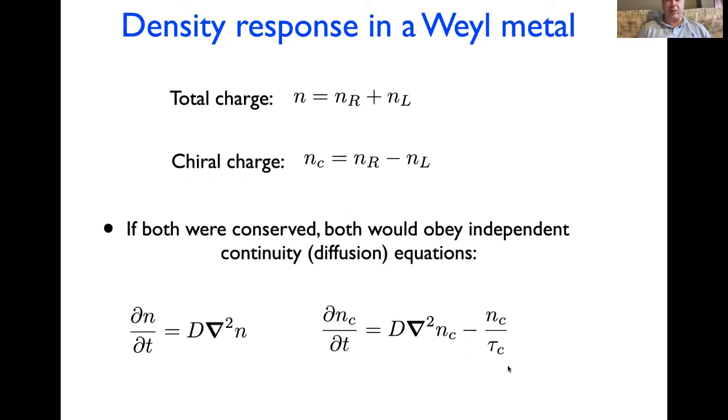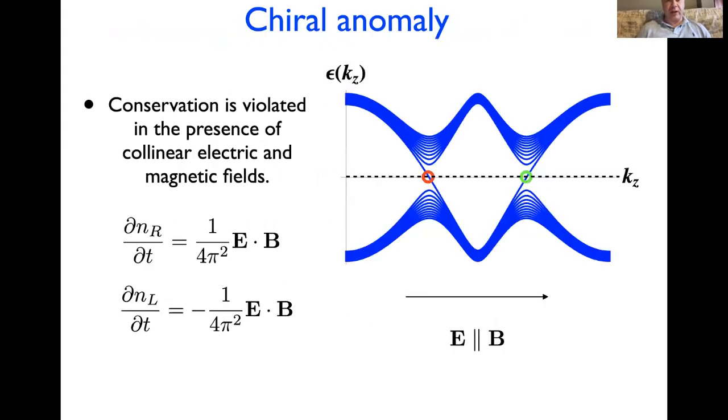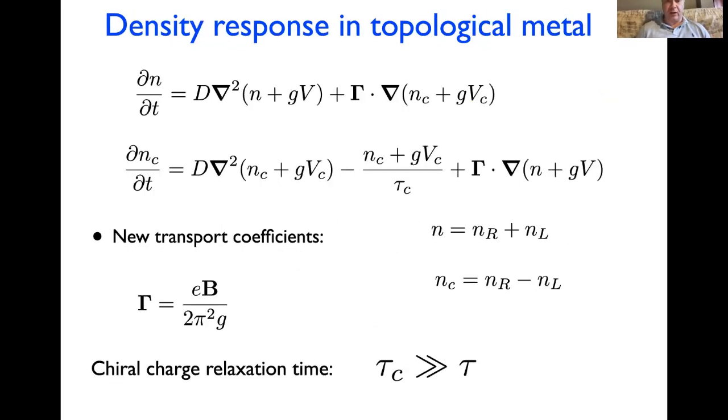And I've added some small relaxation term here to account for that scattering between the two valleys induced by impurities. Okay. However, it turns out that if you actually derive these equations in the presence of magnetic field, this is what they look like. These equations are coupled, and they're coupled by terms which involve first spatial derivatives with a coefficient that's proportional to the magnetic field. And so these coupling terms are basically a direct consequence of the chiral anomaly. They really arise from the contribution of the zeroth Landau level.